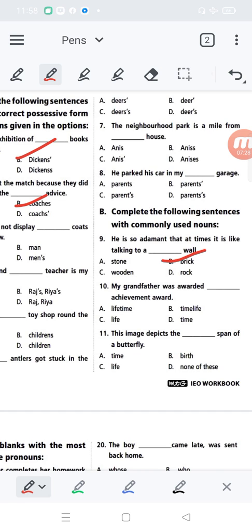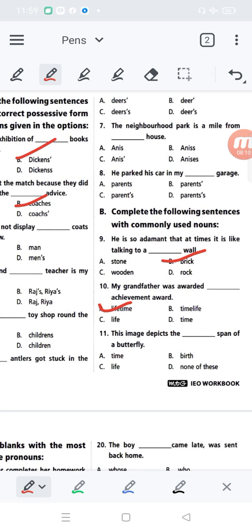Ten number question. Next question. My grandfather was awarded dash achievement award. Lifetime, time life, life and time. If we look at it, definitely not time life, not life, not time. So it is lifetime achievement award.